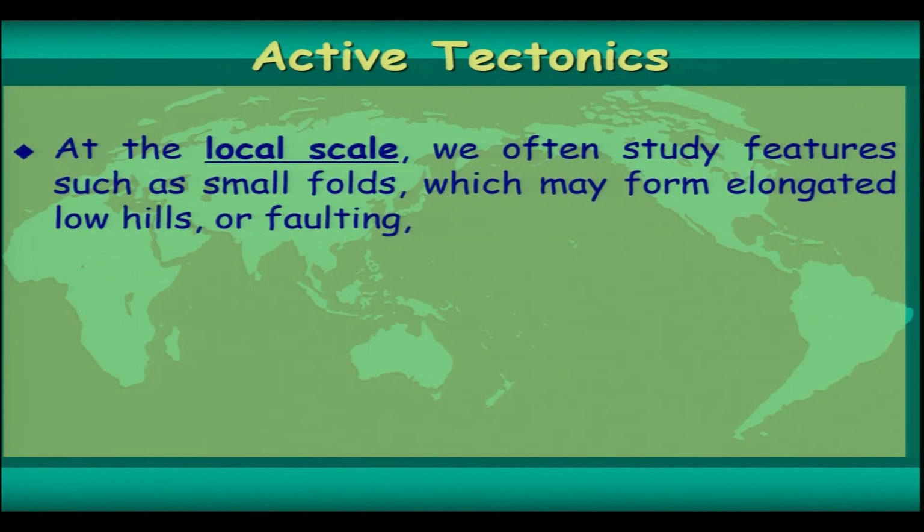Then comes the local scale. We often study features such as small folds. These are all structural features, geological structures, folds, which may form elongated low hills, or faulting. So, what I would like to emphasize here is that we are coming from the global scale and narrowing down to the local scale, coming to the particular site.